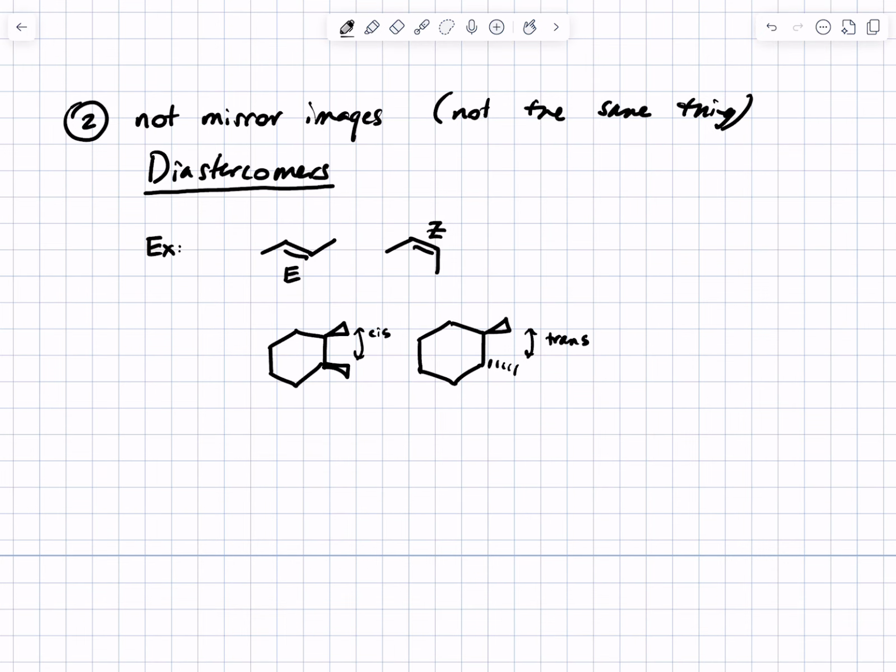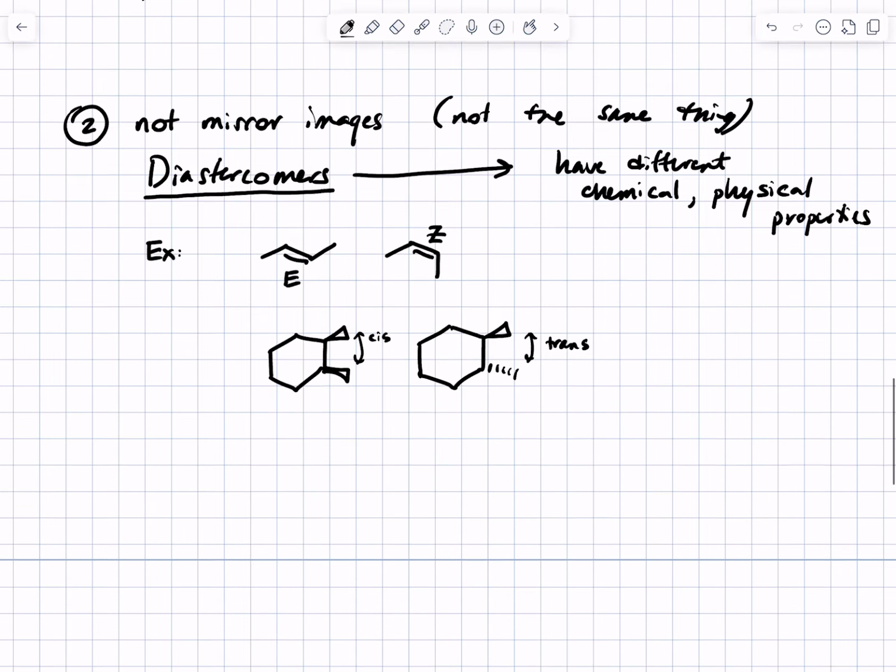And why do we care about that? Well, diastereomers have different chemical and physical properties. They do different things at the level of boiling point and melting point. They are different. They do different chemistry. You expect them to be different in most respects.